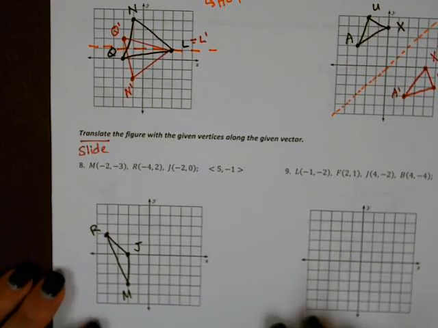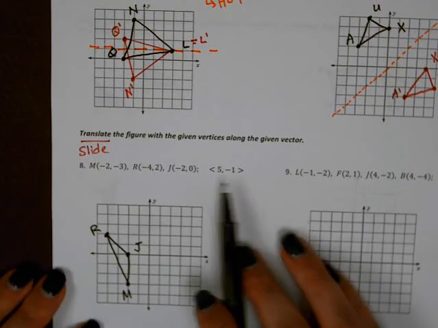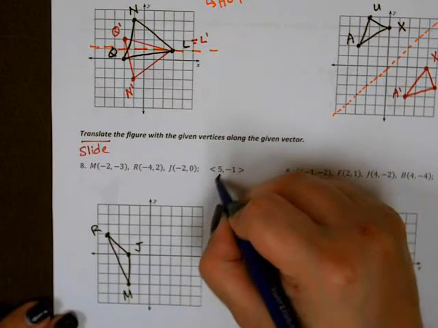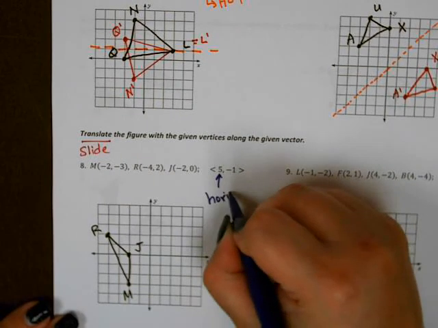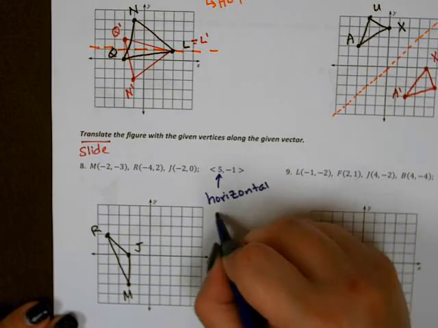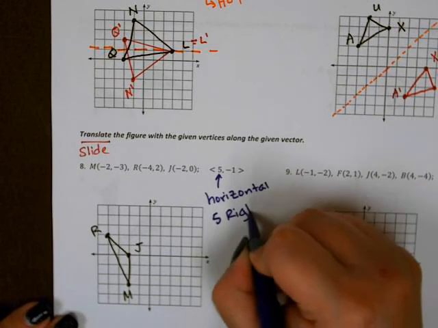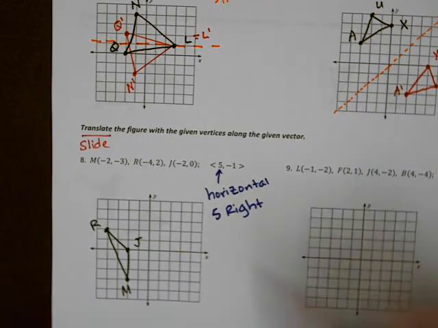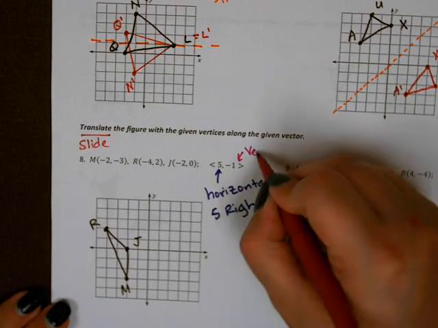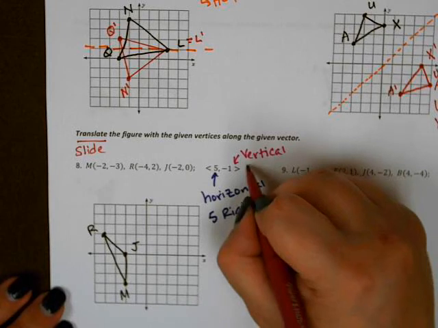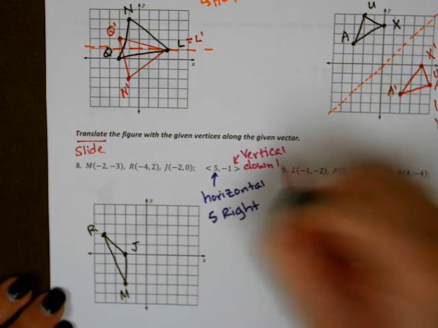All right, and we want to translate it along the vector 5, negative 1. Well, we know that when we look at these vectors, the first part tells us the horizontal. And since it's a positive 5, we're going to move 5 to the right. All right, and then the next part tells us the vertical shift. And since it's negative, that means we're going to be going down 1.